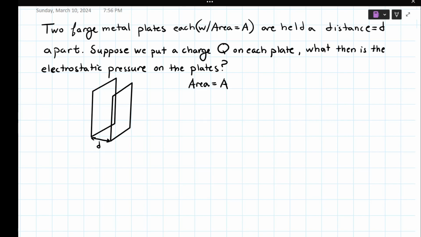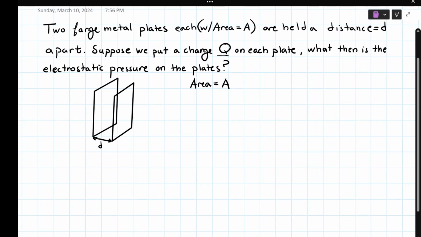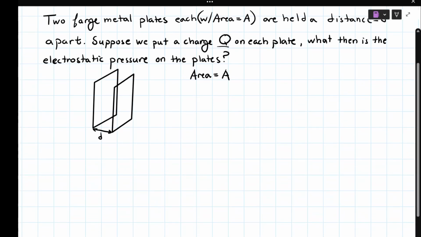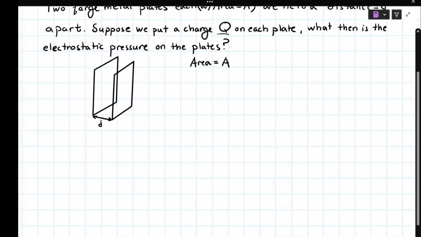Now, suppose we put a charge Q on each plate. What then is the electrostatic pressure on the plates? Okay, so we need to find all of basically the areas or the spaces where the electric field is affecting each other of these two plates, right?